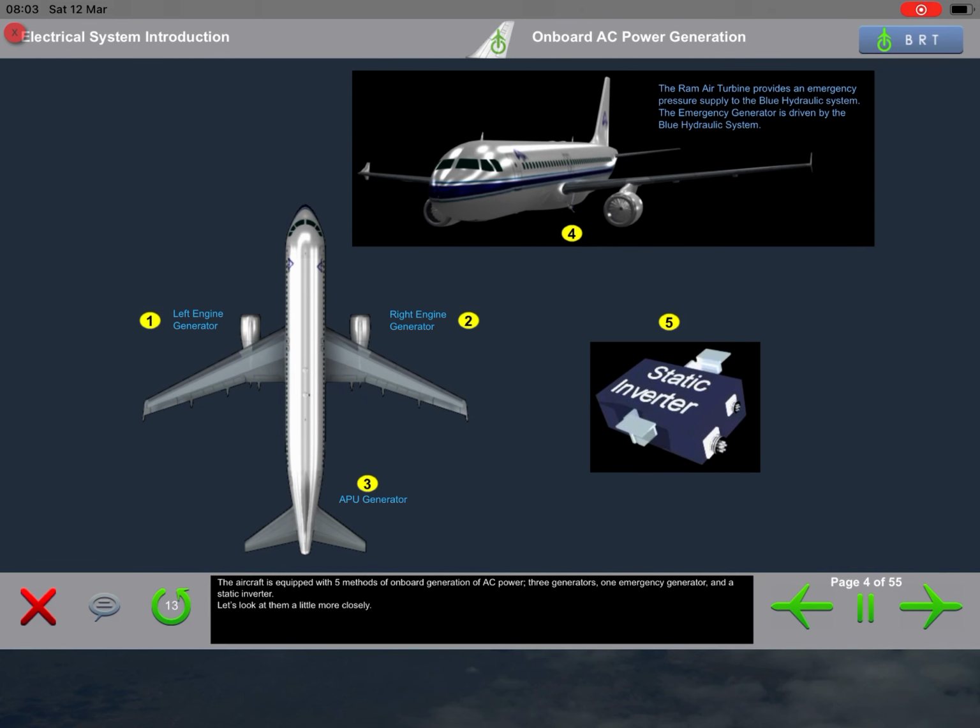The aircraft is equipped with 5 methods of onboard generation of AC power: 3 generators, 1 emergency generator, and a static inverter. Let's look at them a little more closely.